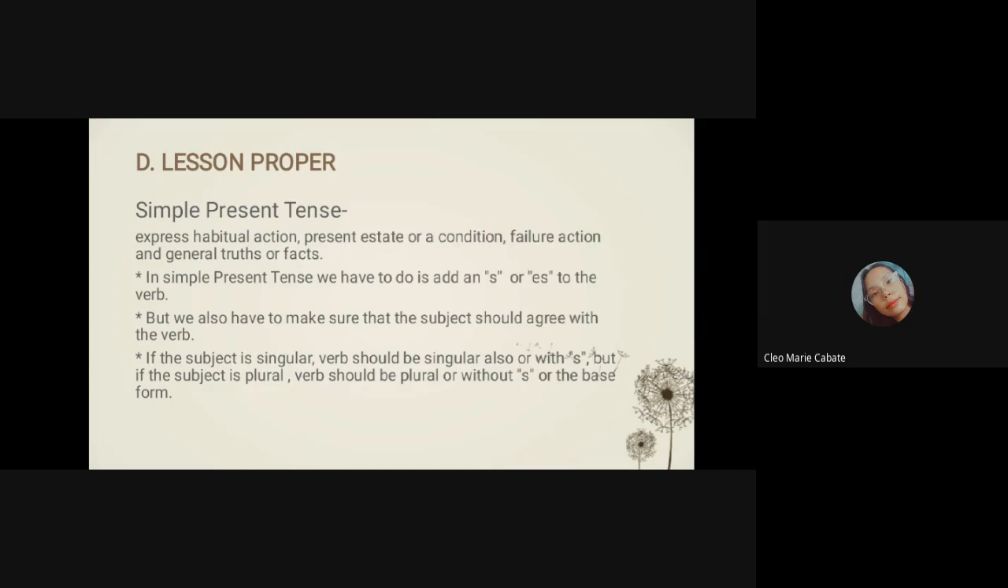So today, we are going to discuss simple present tense. Simple present tense expresses habitual action, present state or condition, future action, and general truths or facts. In simple present tense, all we have to do is to add S or ES to the verb. But we also have to make sure that the subject agrees with the verb. If the subject is singular, the verb should also have S. But if the subject is plural, the verb should be without S, the base form. Did you understand? Okay, let's discuss it one by one.